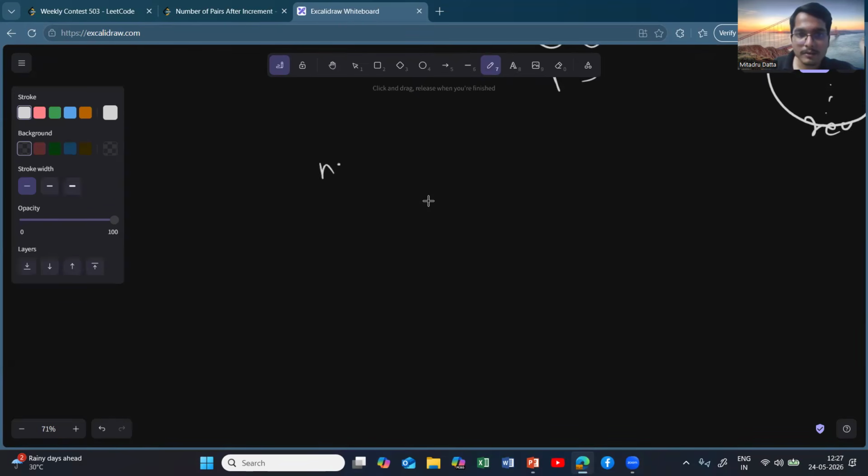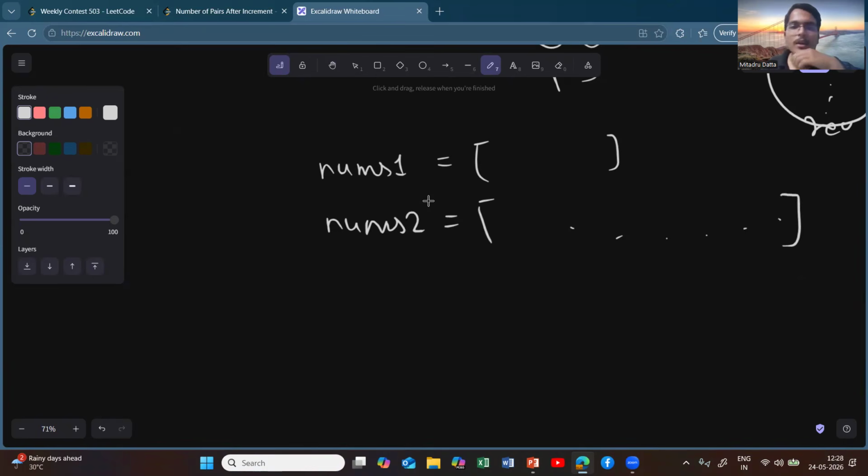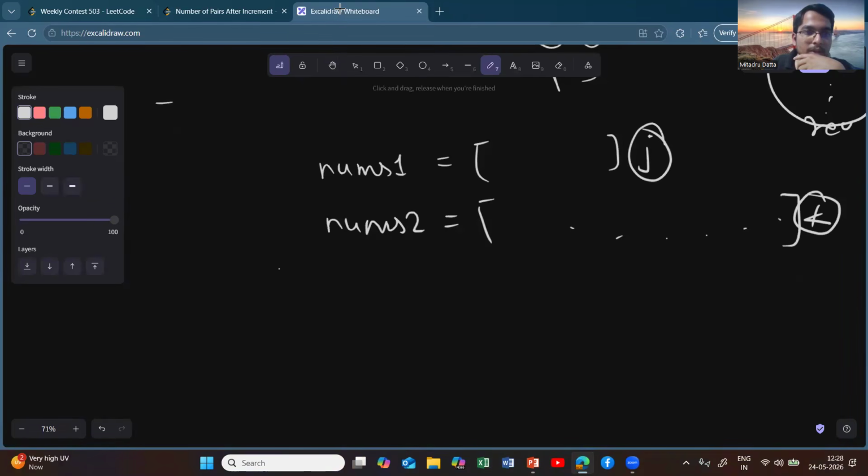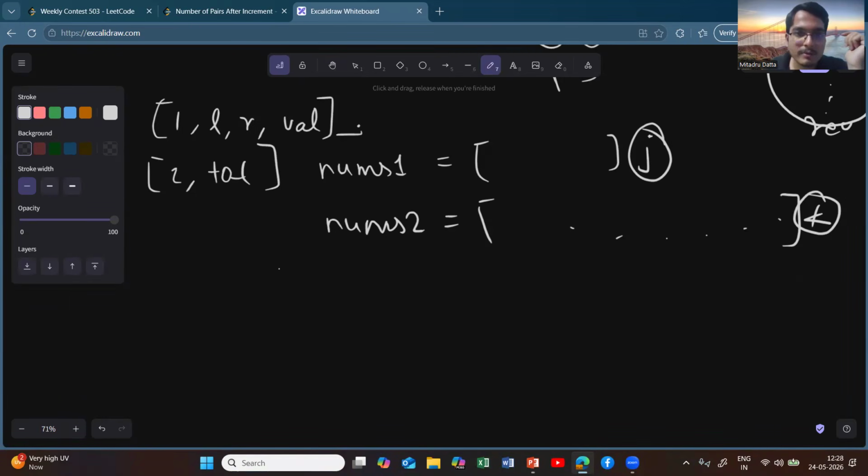So what I want to say is that you have one array which is small, nums1, very small, and this array is big, nums2. This array is very big. And you want to take a j index from here, and a k index from here, and check whether the sum is equal to the total value. The query of type 1 is there, query of type 2 is there. For type 2 you will be given total. And for type 1, xy or L to R range, from L to R you need to add the value val to all of them. So these are the two types of queries which you need to perform on your array.